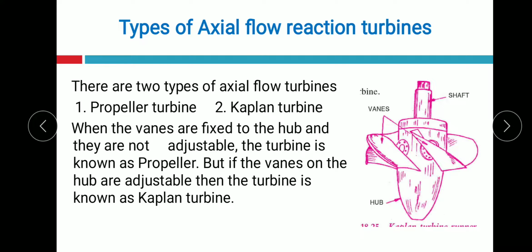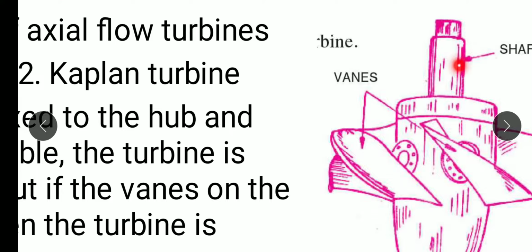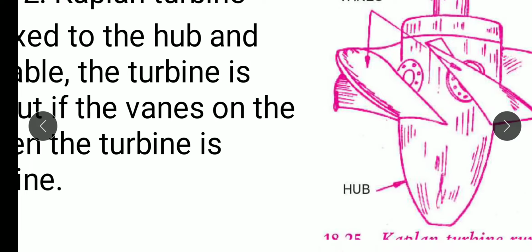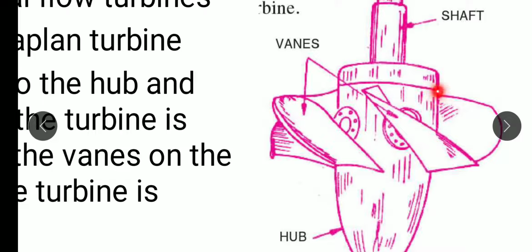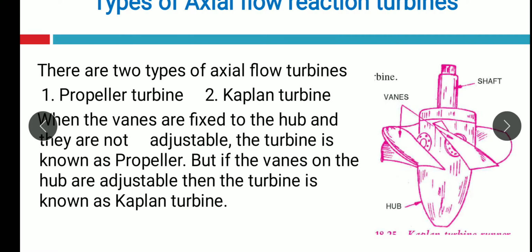So if you look at the diagram, this is the shaft, and the other end of the shaft is made large, which is called the hub. Over the hub, some vanes are fixed, 1, 2, 3, 4. These vanes are fixed on the hub. The entire thing is called the runner in case of axial flow reaction turbine. There are two types of axial flow turbines. One is the propeller turbine, another one is the Kaplan turbine.